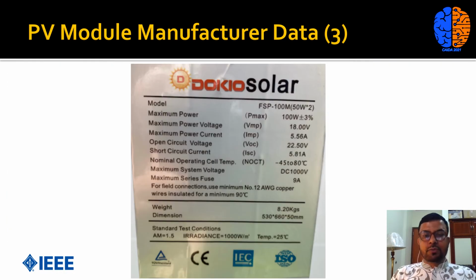As you can see from the nameplate information of the Docu Solar, they are providing the model number, maximum power voltage, maximum power current, open circuit voltage, short circuit current, and so on. However, they are not providing the 5 parameters of the PV electrical equivalent model, as PV models can be represented by 3-parameter, 4-parameter, 5-parameter, or 7-parameter models.